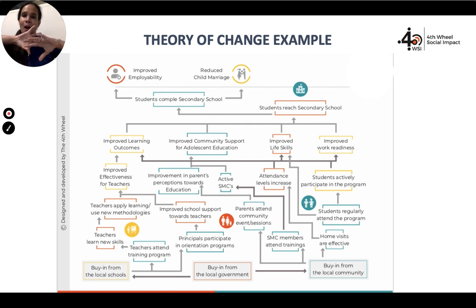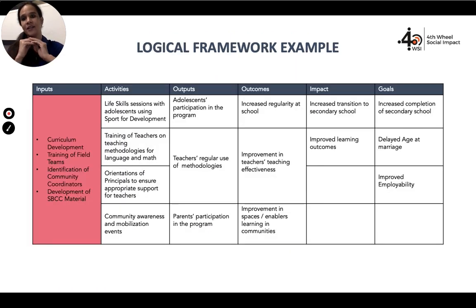So if you see, there are a bunch of pieces that the organization identified to ensure that their result of students completing secondary school is achieved. Now, if you look at the log frame example with the same case, what we've done is look at all the inputs: we've developed curriculum, we've trained the field teams, we've identified community coordinators, we've developed social and behavioral change material, which has led to us having life skill sessions with kids, teacher training, principal orientation, community awareness events.